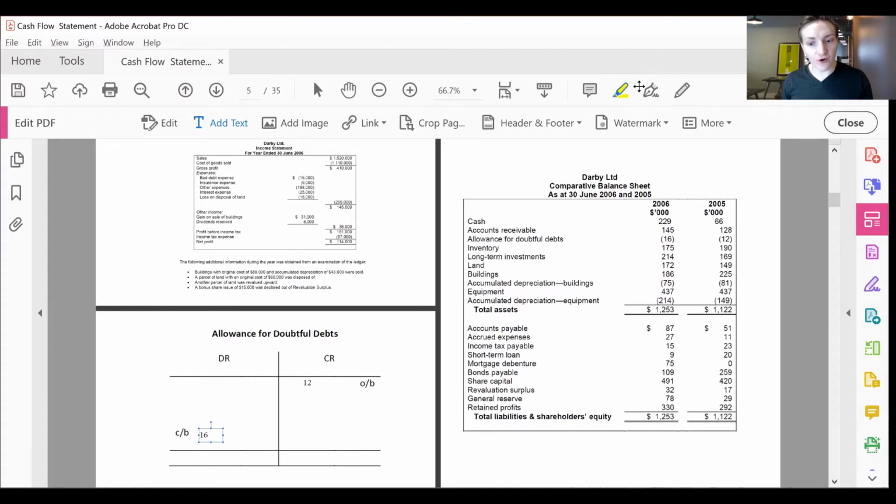So to see where that's coming from, if we look at the income statement here, we'll see that bad debts expense is 15. So on our credit side here, we can put 15, and we'll just note that that is associated with bad debts expense. So that's what we have to begin with.